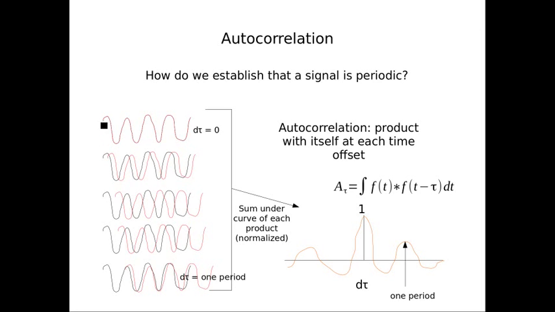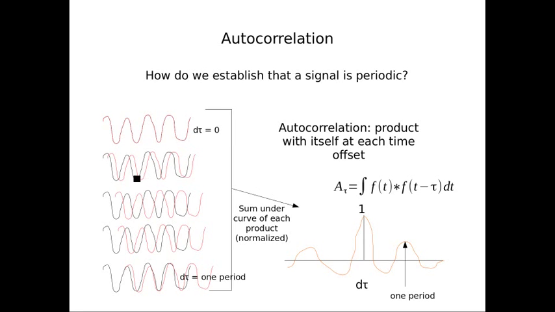So here I have a cartoon of a signal that is periodic, so it repeats in time. And what we're going to do is we take a second copy of the signal, and then we multiply the two signals by each other and take the sum under the curve. Next, we take one of the signals and offset it by a time, let's call that tau, and we repeat the process. So we multiply the two signals by each other here, and we take the sum under the curve.